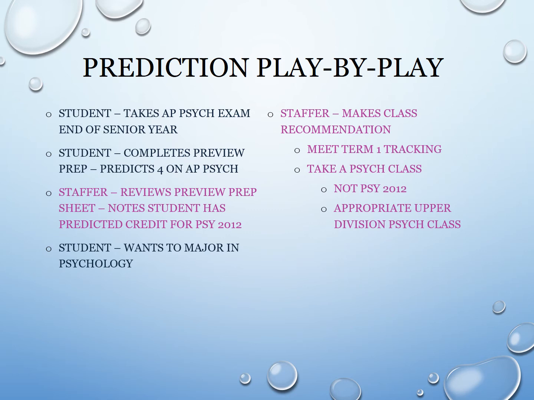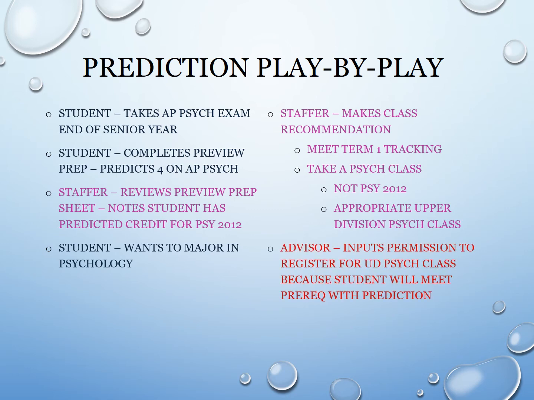The student already has credit for it. There's no reason for them to repeat it. You're going to probably look at appropriate upper division psych class recommendations for the student to consider that are going to be listed in the preview workbook, which is how you'll know that they're appropriate, freshman friendly or freshman appropriate coursework, and make recommendations based off of that.